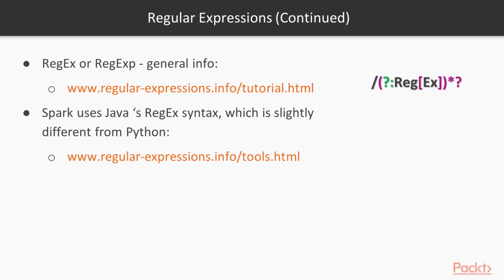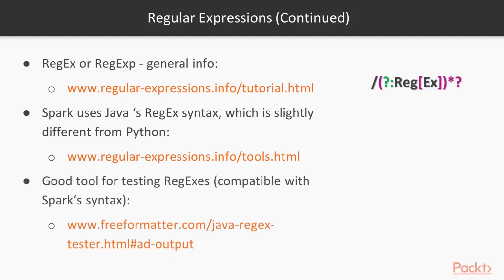So also this website that I've linked here, regularexpressions.info, explains the differences between these languages. If you're familiar with Python regex, do know that the Java regex might be a little bit different. For this reason, personally, I like to use the Java regex tester found on freeformatter.com. This tool gives me a good way to test my regexes, as they have a compatible syntax with Spark. Anyway, we will explore more about regular expressions and how Spark does it in just a bit.